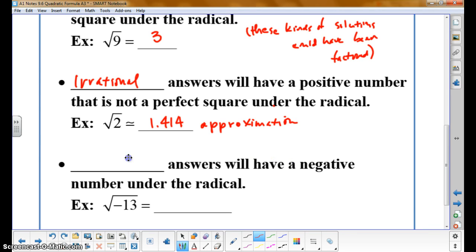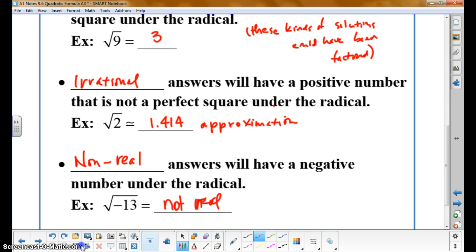Okay, the third kind that you could get is if you have a negative number under the radical. And this would be a non-real answer. All you would put there, because the square root of a negative number is not a number as far as you're concerned in Algebra 1, is that the answer is not real.